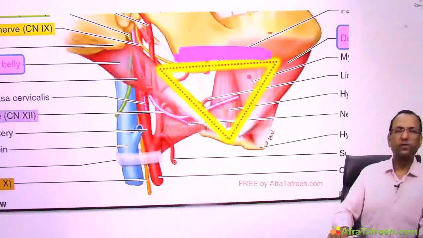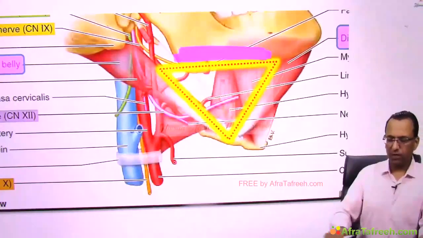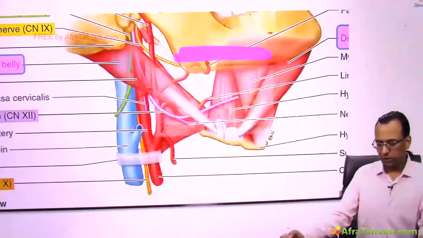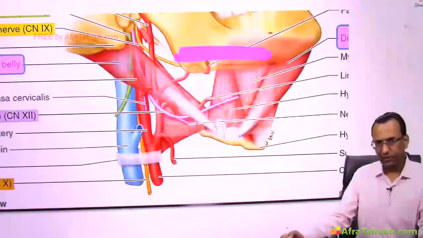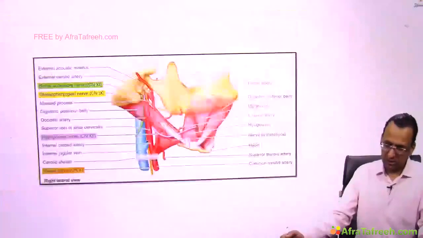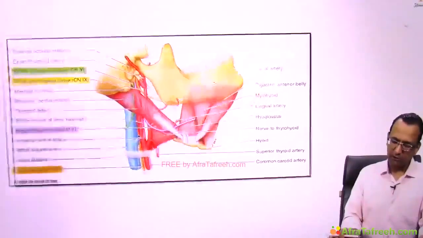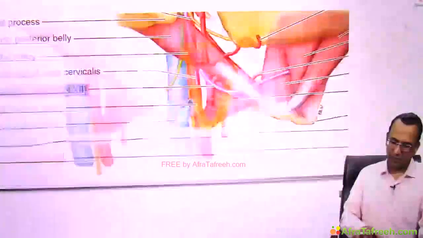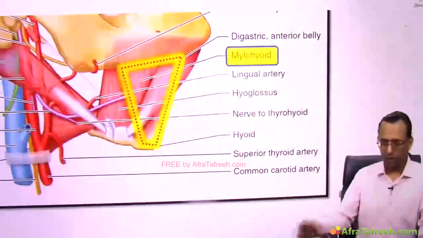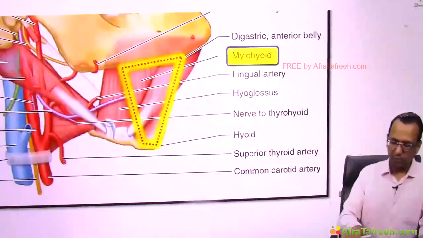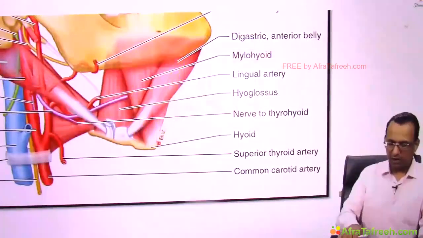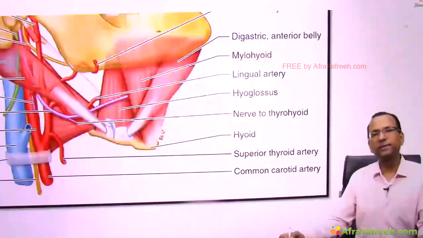Floor, you can see the two muscles now. What are the two muscles at the floor? Let us see. One of them is called mylohyoid. Why mylohyoid? Because it is coming from the mandible bone to the hyoid bone. So coming from the mandible to the hyoid bone, mylohyoid is at the floor of the digastric triangle.